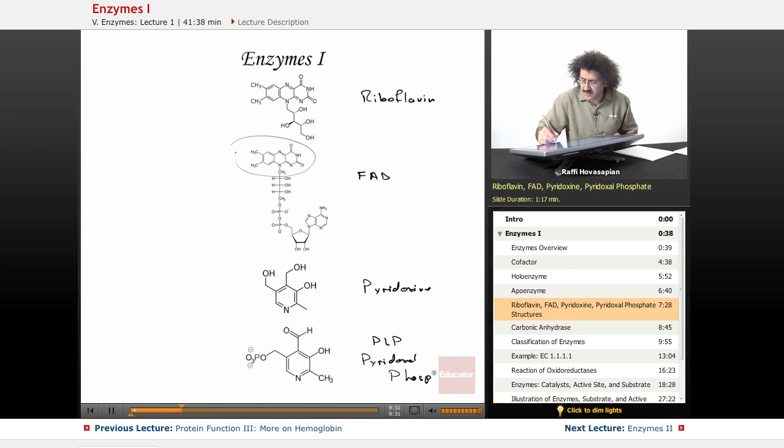We'll be running into these again, and getting into more details later on when we speak about specific enzymes. We're going to talk about these cofactors, what they do, how they do it, and get into detailed mechanisms. Right now, I just wanted you to see some examples.